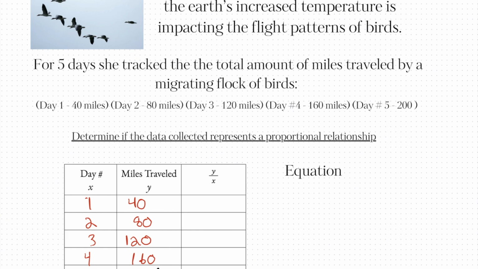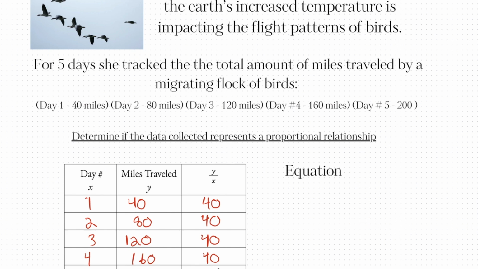Now, the way we tell if this is a proportional relationship is we have to fill in this table with these values. So we need to do the y value divided by x. When I do 40 divided by 1, that's 40. For the second day, 80 miles divided by 2, that's 40. Third day, 120 divided by 3, that's 40. This next one will be 160 divided by 4, that's 40. And then finally, 200 divided by 5 is 40.